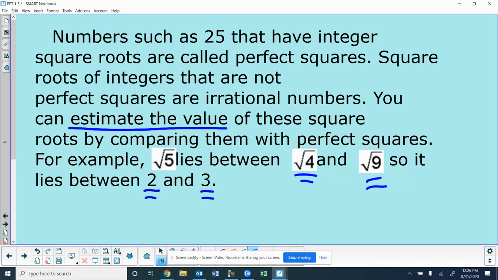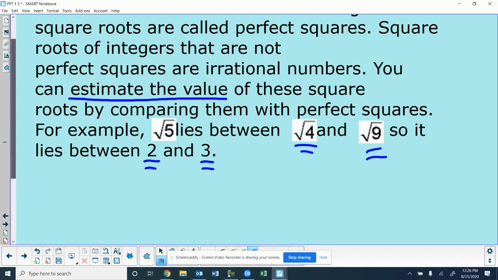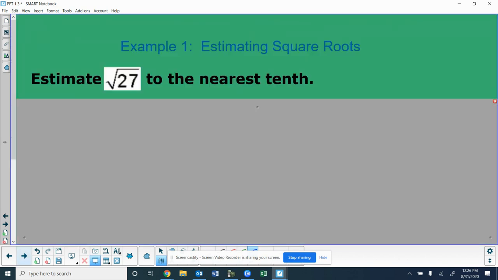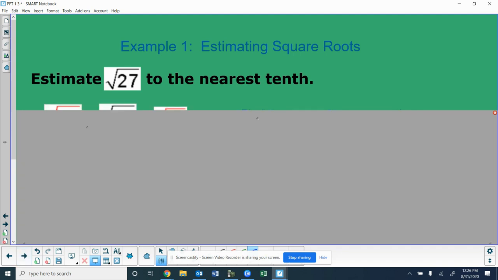But that would be about 2.2. 5 is pretty close to 4, and further away from 9, so it's going to be closer to 2 than to 3, the answer. So again, they're going to ask you this: 5 is the square root of 20. The square root of 25 is 5, and the square root of 36 is 6, so it's between 5 and 6, closer to 5, closer to 25, so it's like a 5.2 answer.